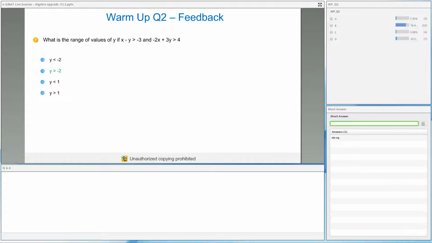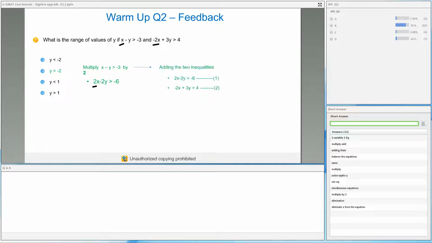You can type in your answer here. Multiply, eliminate x, right? You need to eliminate x and then add it up. So what you would have done is, to get y, you would have simply multiplied the first equation by 2 to get 2x minus 2y is greater than -6. Here you have plus 2x, here you have minus 2x. You need y, so you can simply add these two inequalities, because of which plus 2x and minus 2x will cancel out, and you will be left with y is greater than -2. Okay, so I hope this is clear, guys.